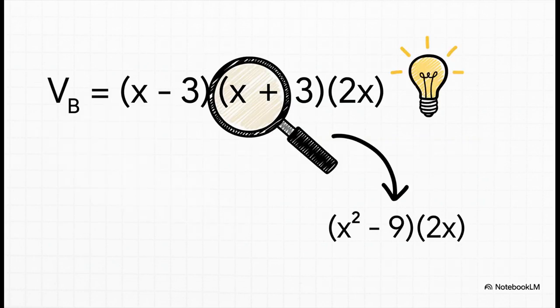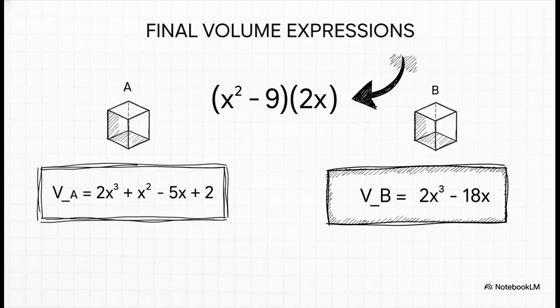But wait a second. Look at this. We can actually spot a really neat shortcut here. See those first two brackets, the x minus 3 and the x plus 3? That is a classic difference of two squares. And that simplifies super cleanly to x squared minus 9. That just saved us a bunch of time. So, with one last easy multiplication by 2x, we've got our final simplified volume for cuboid B. And there we are. We have our two key expressions. That's the heavy lifting done.